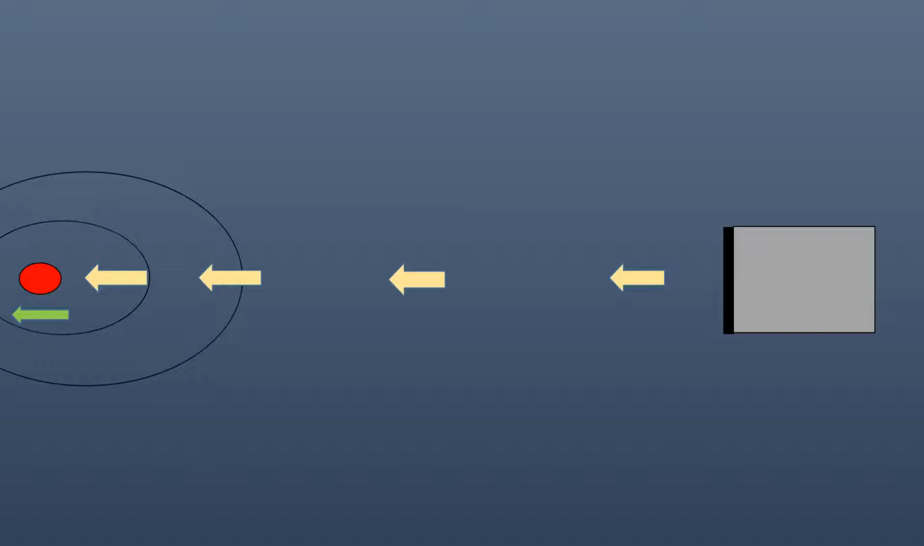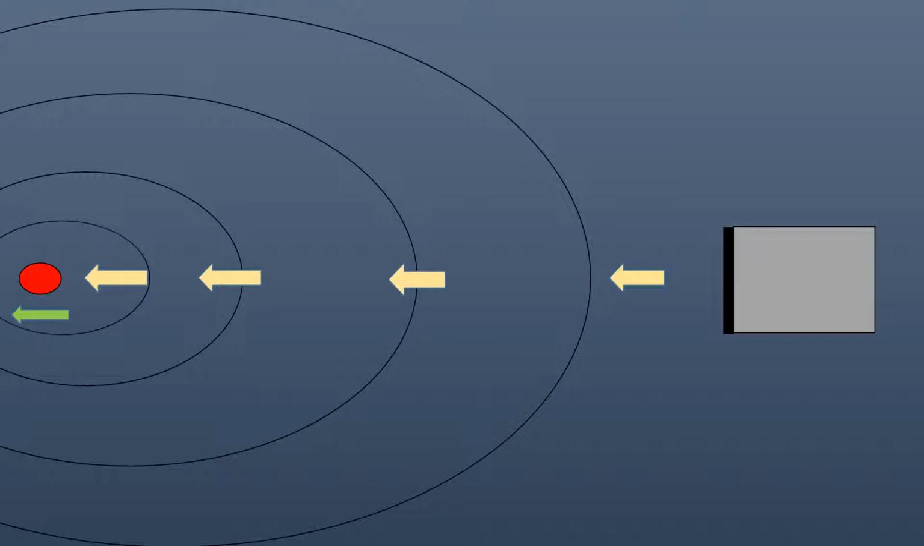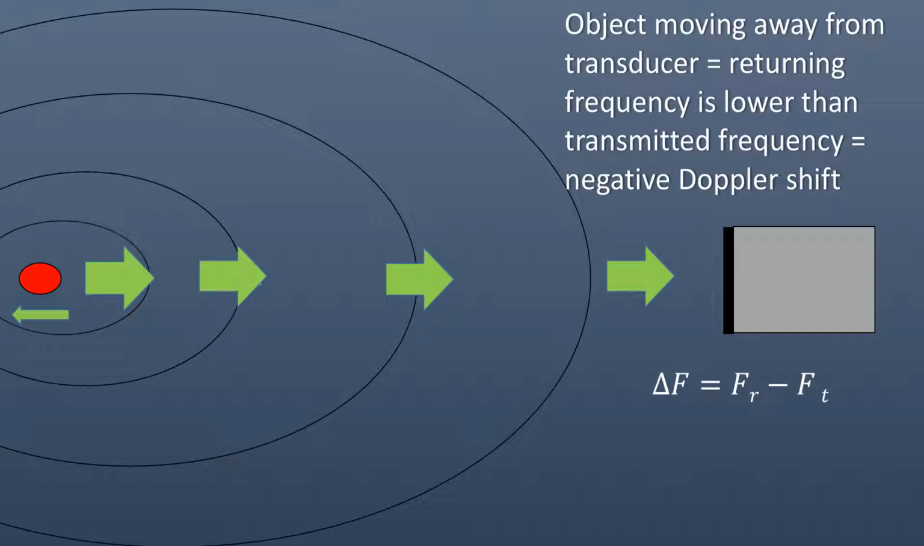Here's a transducer that's emitting a sound wave at a particular frequency. It's entering the body, interacting with a red blood cell that happens to be moving away from the transducer. There's a bounce back echo, and since the red blood cell is moving away from the transducer, we remember that the bounce back frequency is going to be a lower frequency than the transmitted one. So if the object's moving away from the transducer, the returning frequency is lower than the transmitted frequency. This is going to result in a negative Doppler shift.